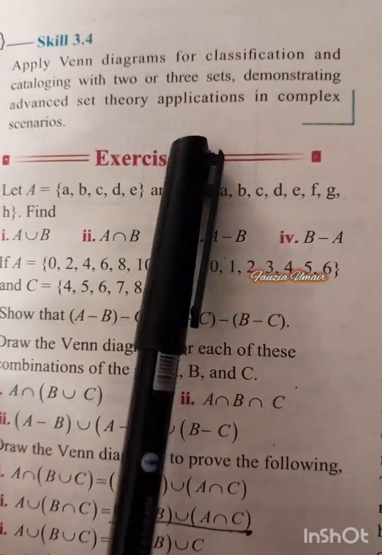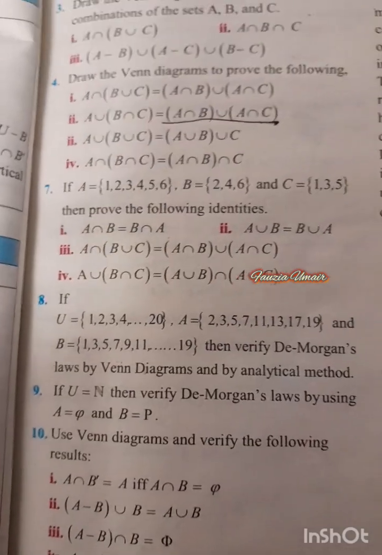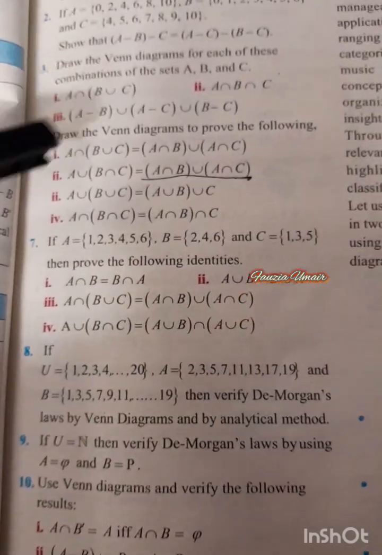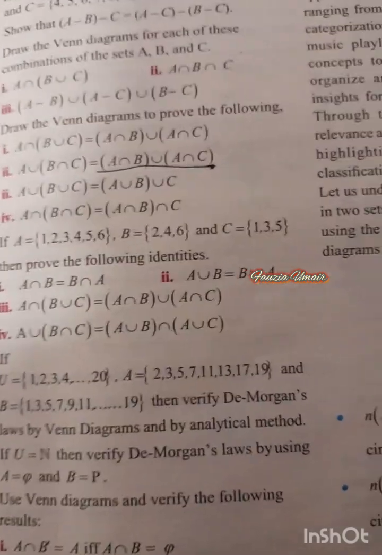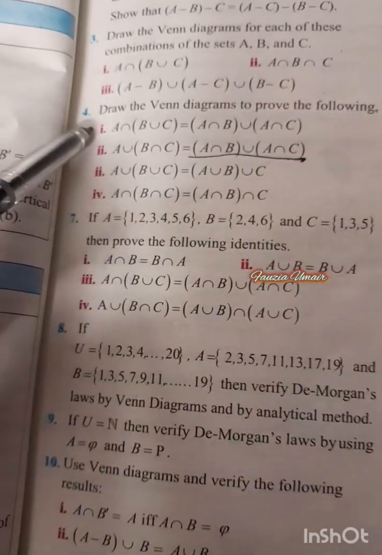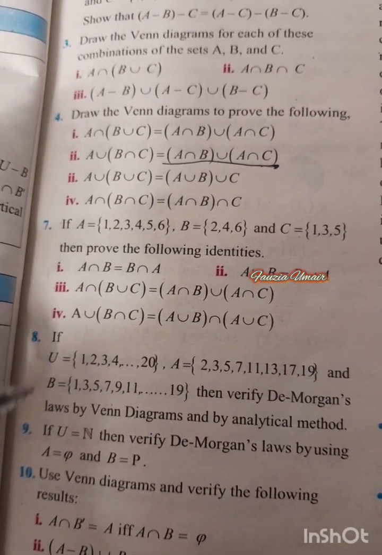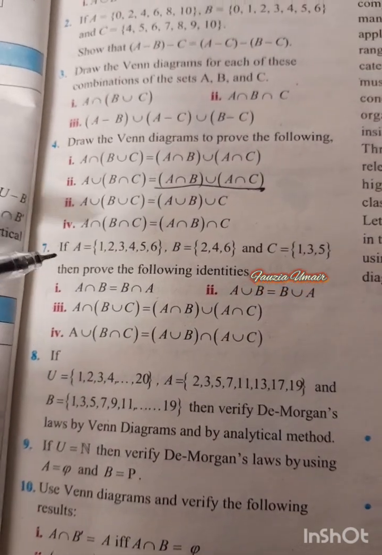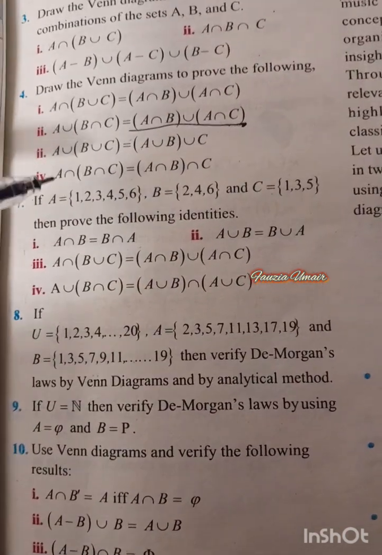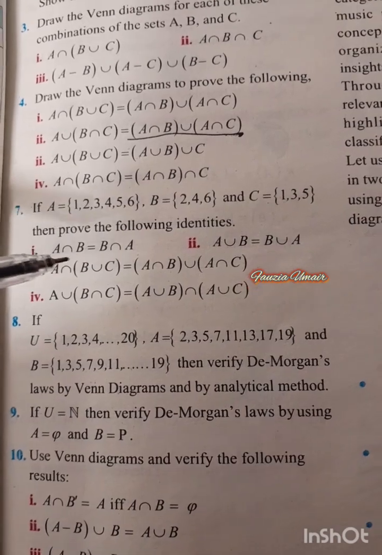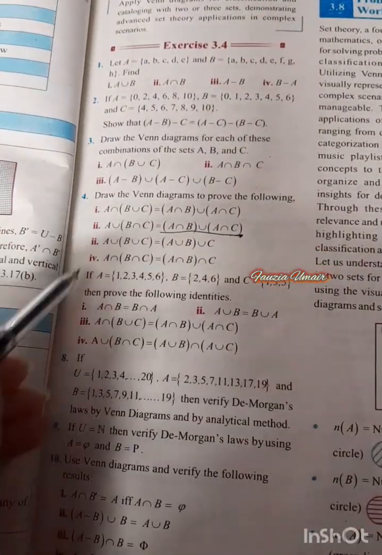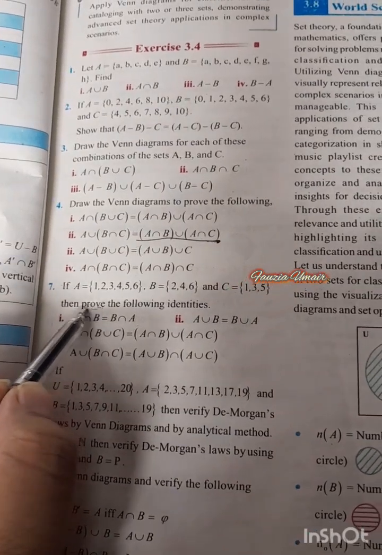So set theory is basically a very advanced topic of maths. So we will start. You can see after question number 4 it is question number 7, so that's why we will start with question number 7 to 10 and we will do till question number 10 in this video. So we need to prove the identities or the De Morgan's law, and then we need to verify using Venn diagrams also. So let's start.